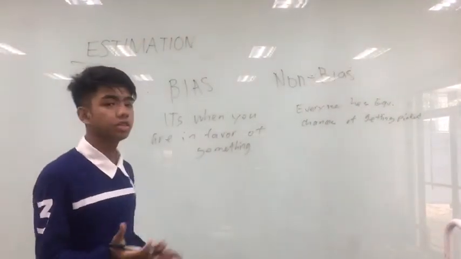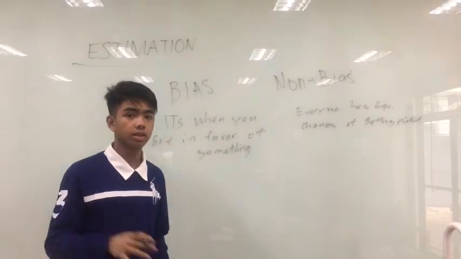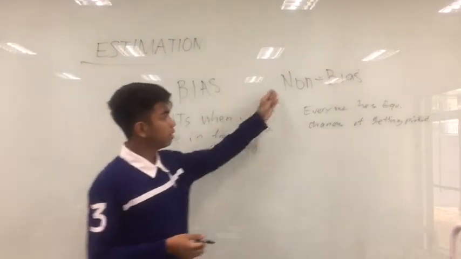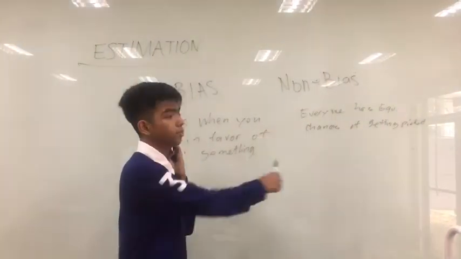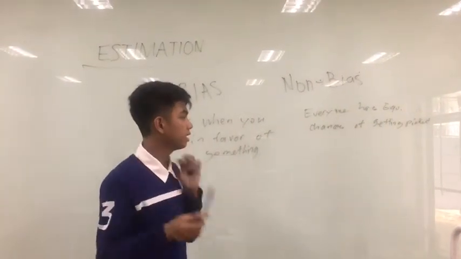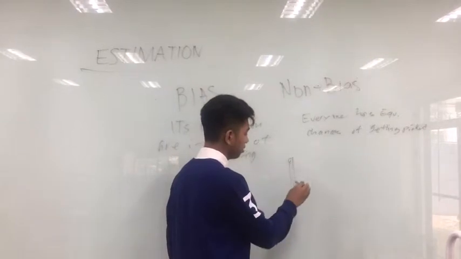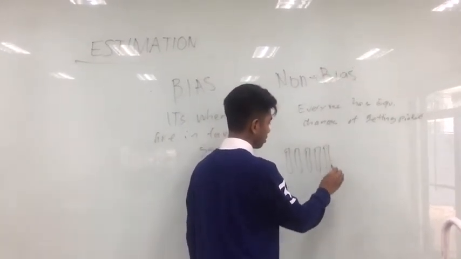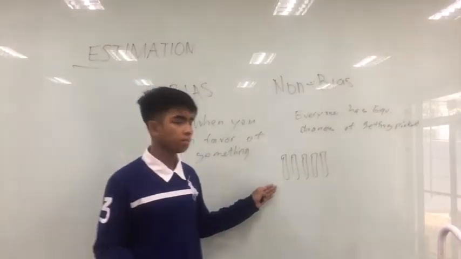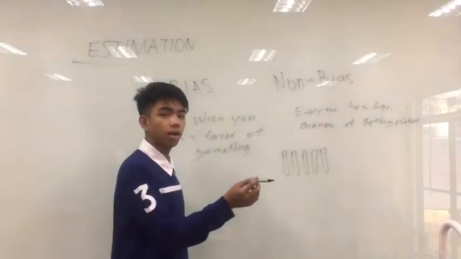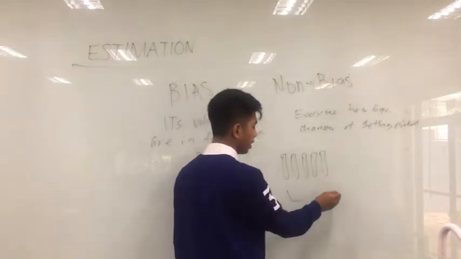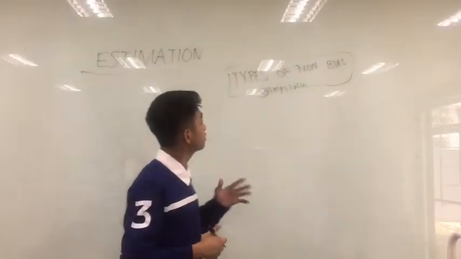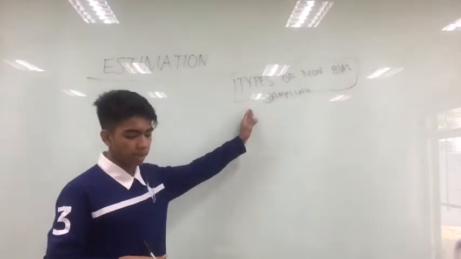To be clear, bias is when you want something and you choose it because you want it. I chose this pen because I want this pen, no other pen. Non-bias is when I have a wide spread of samples of pens. For example, these are all the samples of pens, and they all have equal chances of getting picked. So I can pick this one, this one, this one, this one, and that one. So let's talk about types of non-bias sampling.